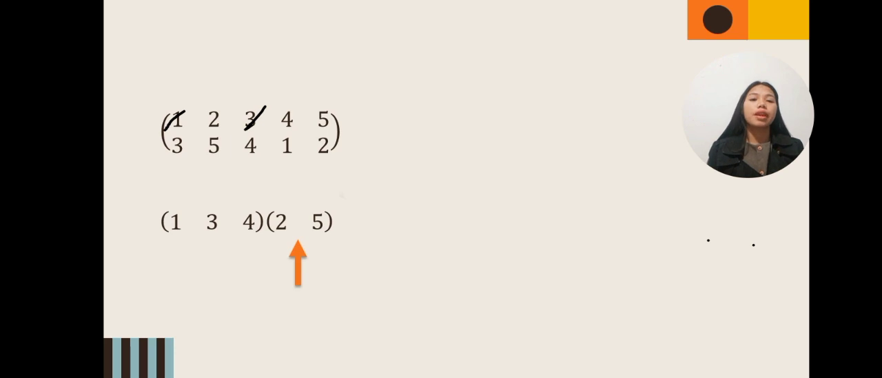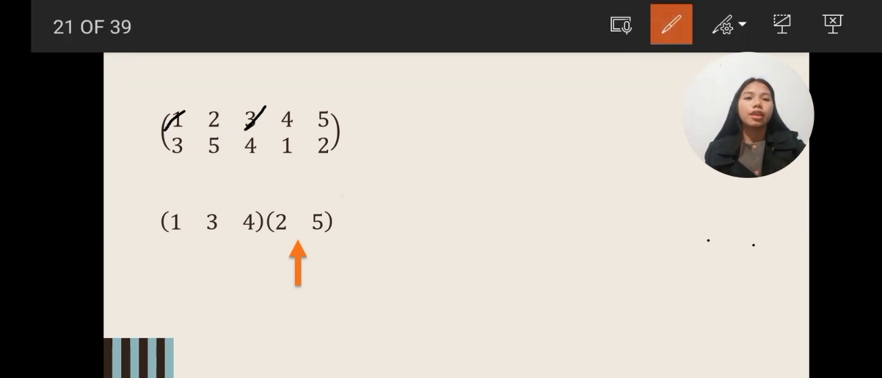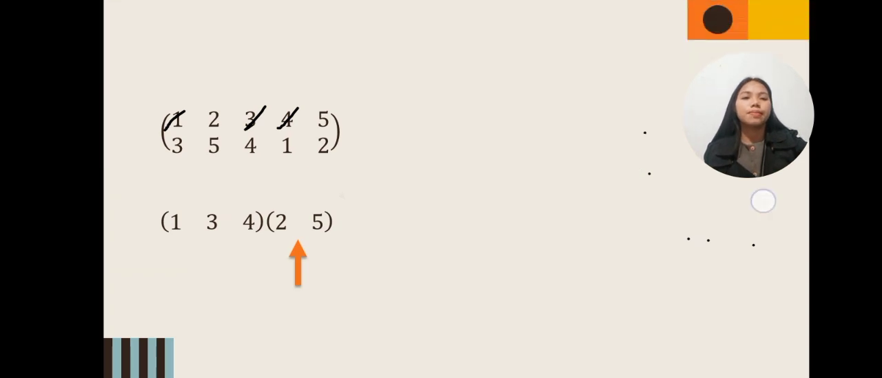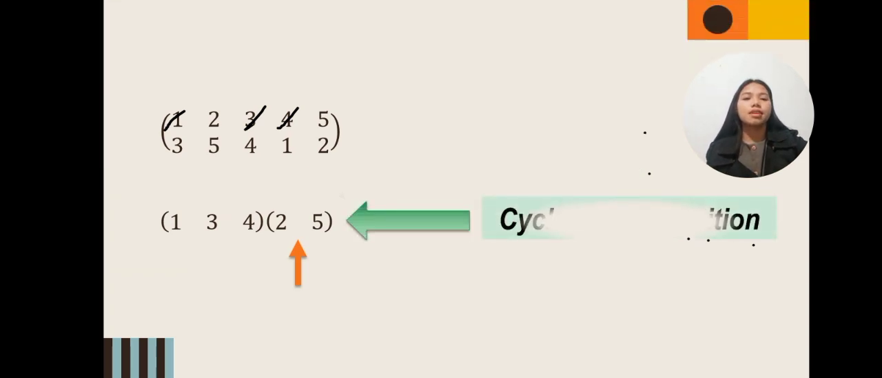1, 3, and 4. And we're going to multiply that to our second cycle. So the remaining numbers, we map those as well. We have 2 mapped to 5, and 5 is mapped to 2, so it goes back and forth. So our second cycle will be 2 and 5. So that will be our cycle decomposition.